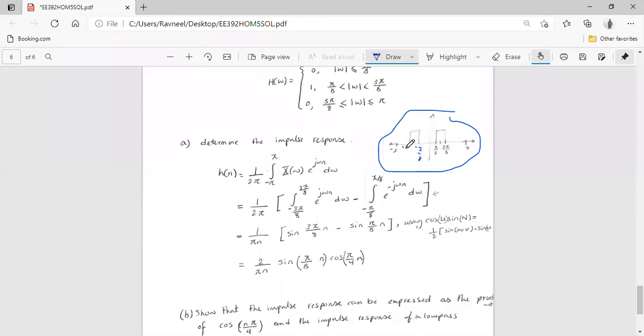And this is negative 3 pi upon 8, right? So basically, we can integrate from negative 3 pi upon 8 till negative pi upon 8, plus integration of pi upon 8 till 3 pi upon 8, isn't it? That is one way.